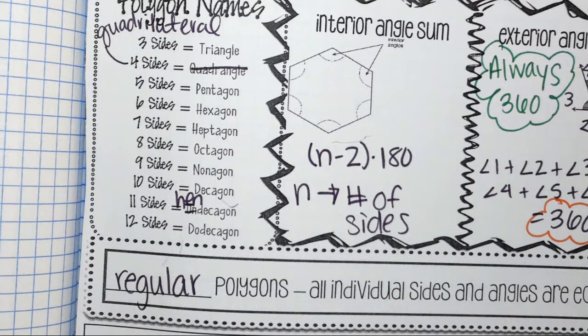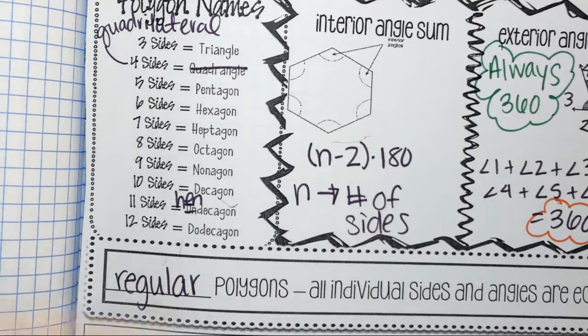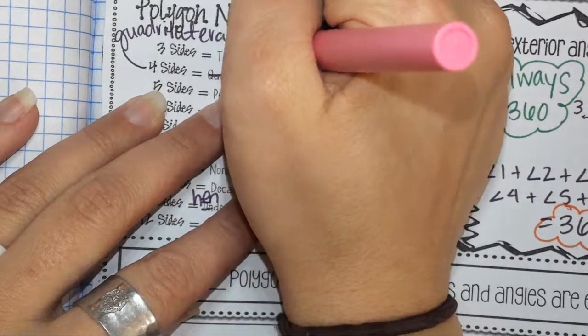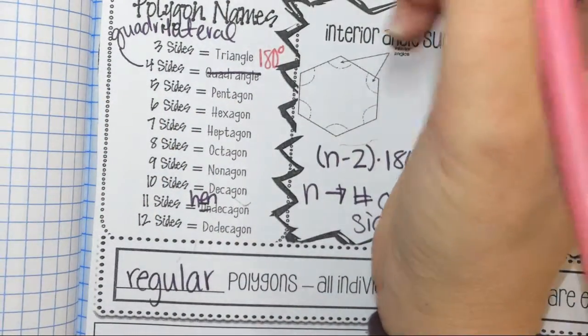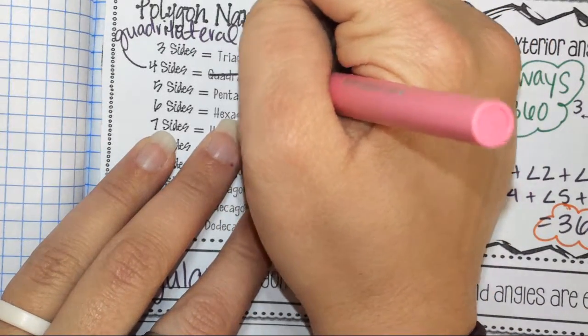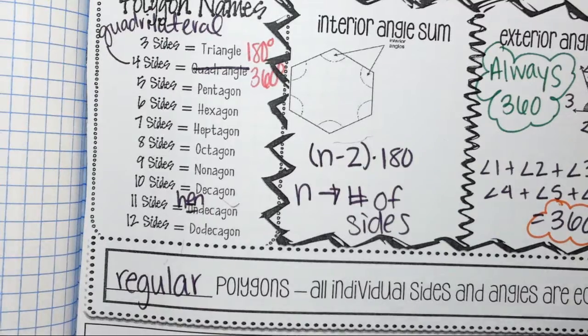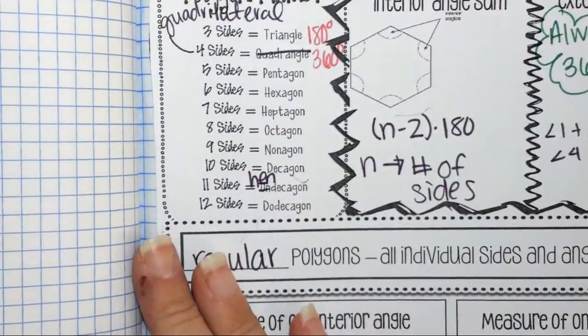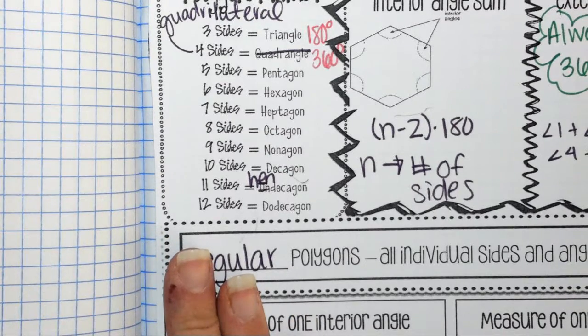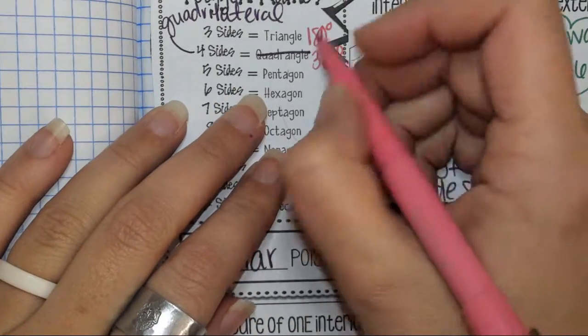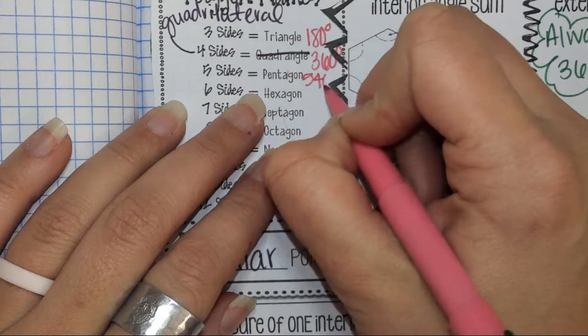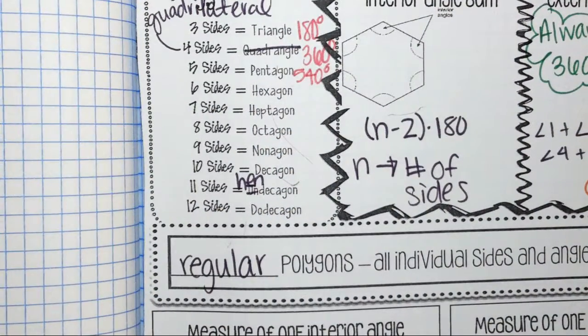So we know what the sum of a triangle is. What's the sum of a triangle? 180. What's the sum of a quadrilateral? 360. Alright. Who wants to do pentagon? 540. Okay. Y'all are going to have to work faster if you want to get any of these. Take a point. Who wants to do hexagon?